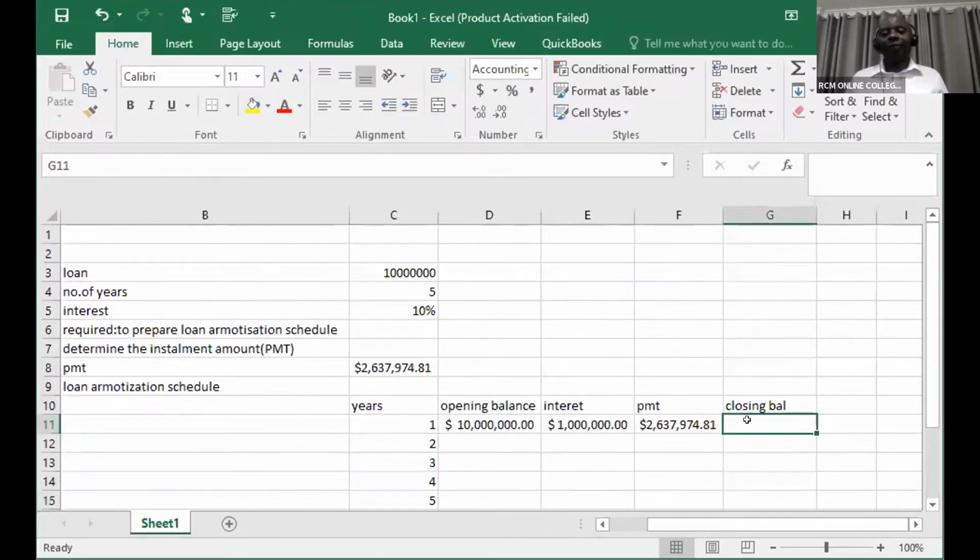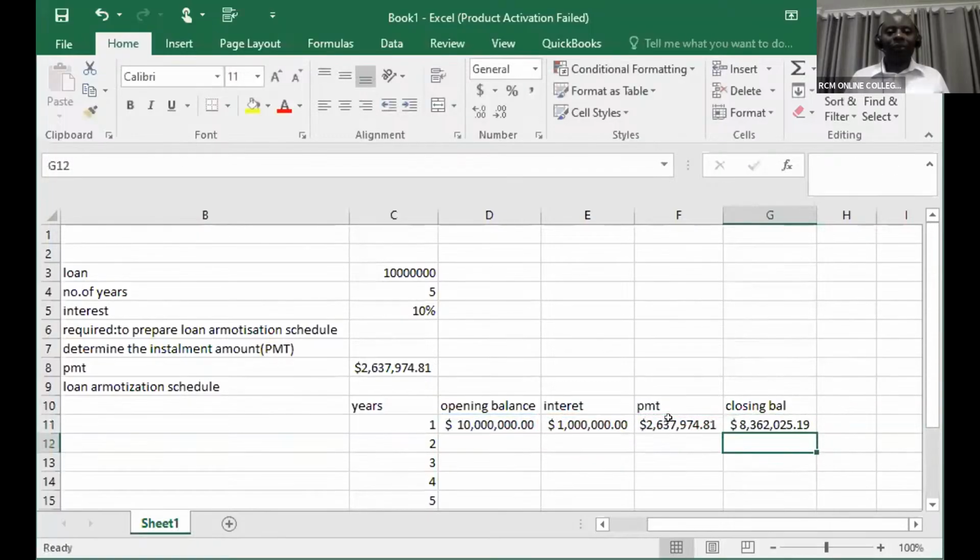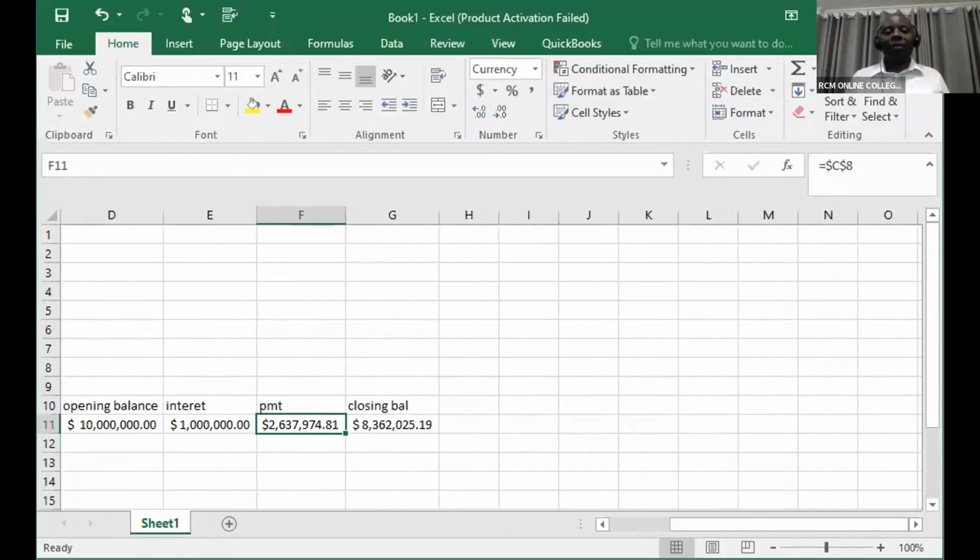Put equals there. You take the opening plus the interest minus PMT. Okay, and then although you will not be right, could you kindly put your cursor on the PMT? Put your cursor on the PMT. You can see your PMT is not fully locked. So please lock it by pressing F4.